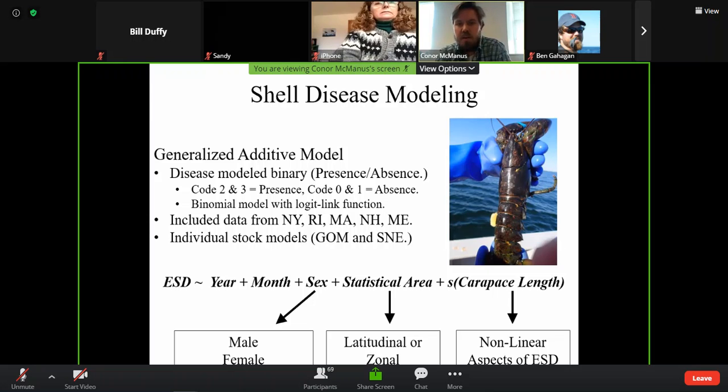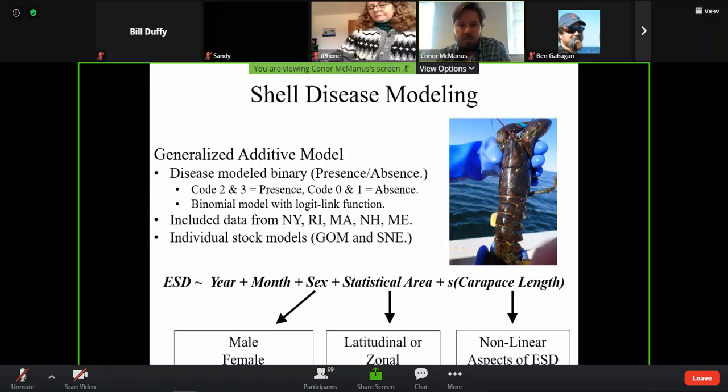And the 1 being considered absence is to guard against perhaps observation error, of someone thinking it's light shell disease, but it's actually damaged shell or other biological growth, for someone that might be newer to monitoring disease. And we've looked at data from New York up through Maine in this, and modeled shell disease separately for both stocks, given differences in minimum sizes and things that can affect the actual results from the GAMs.